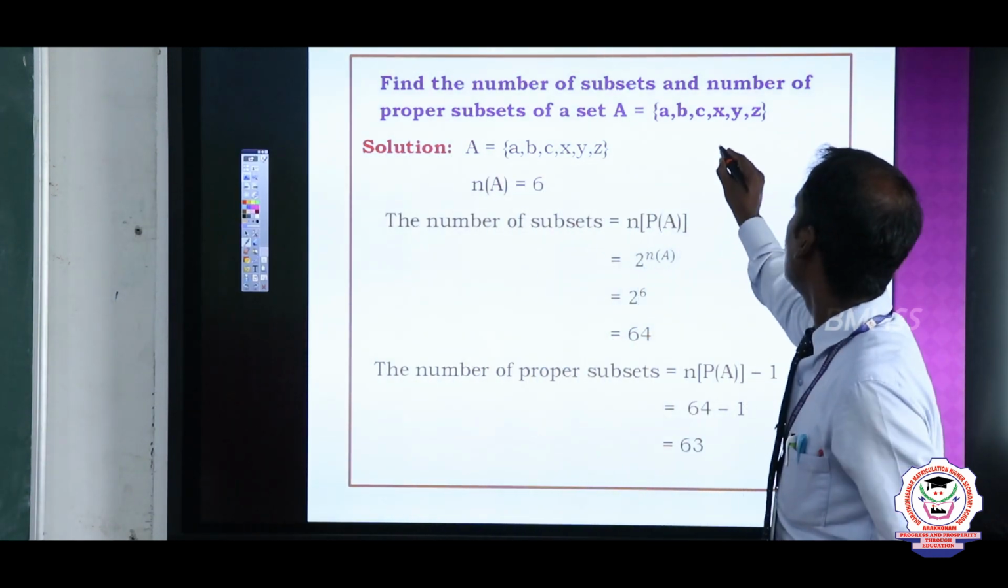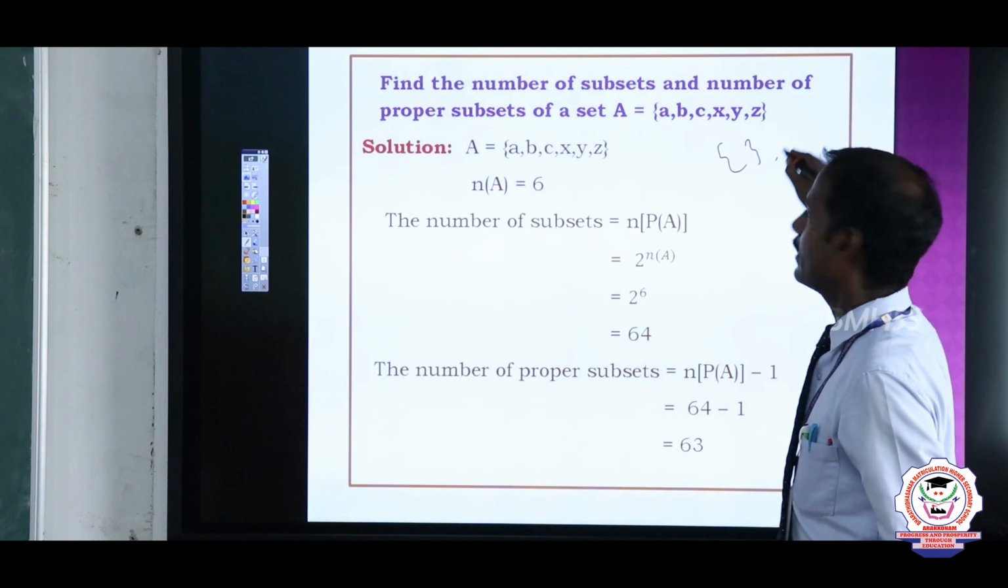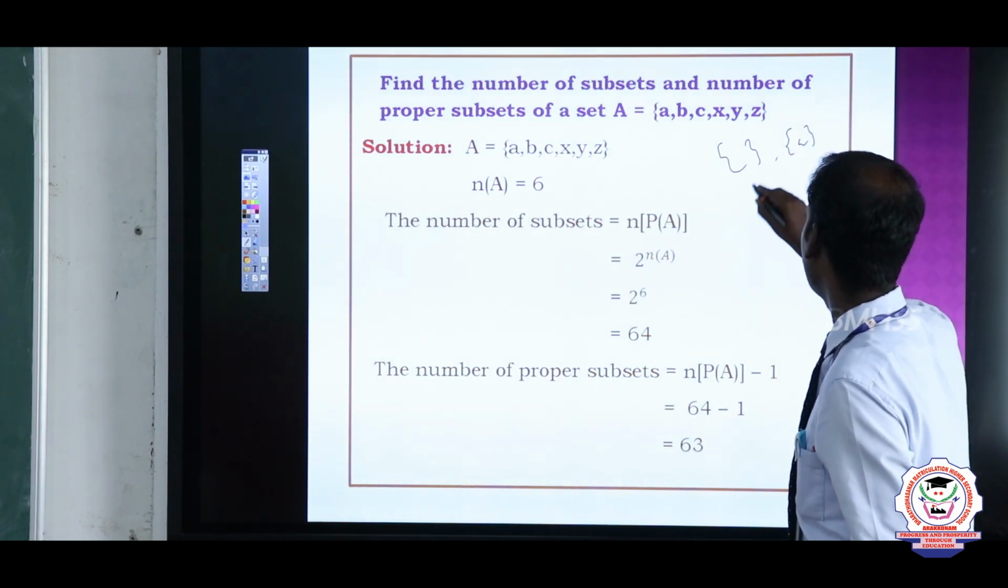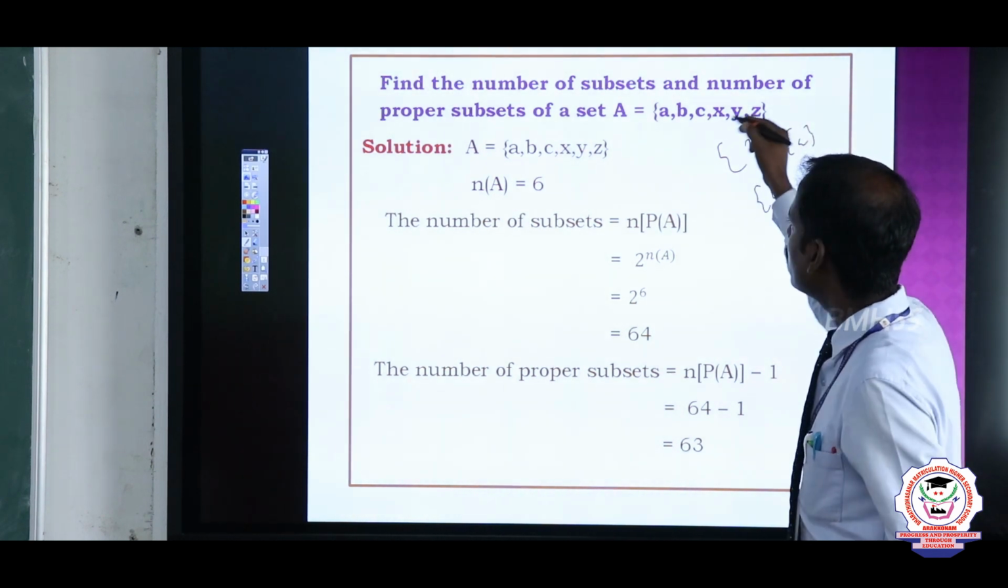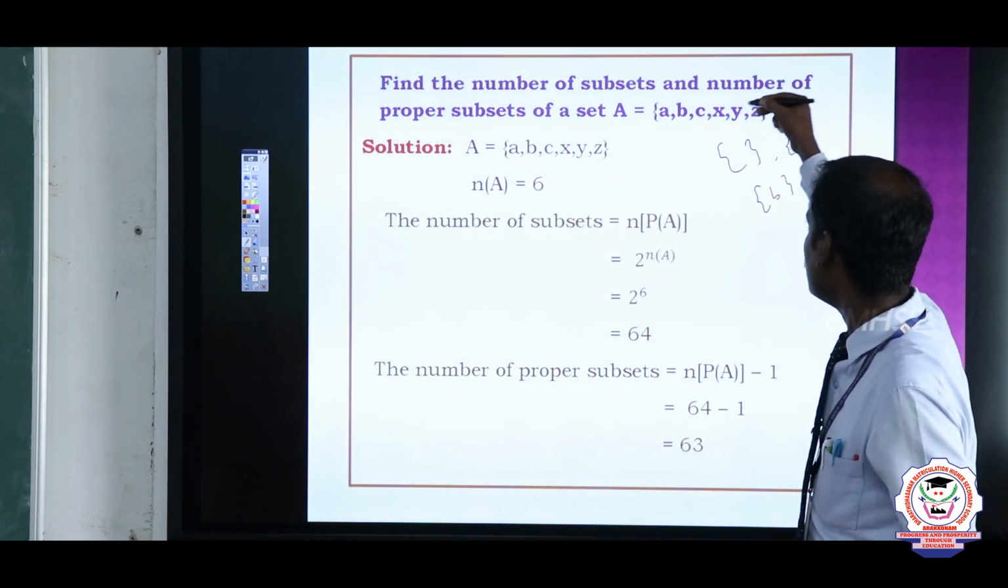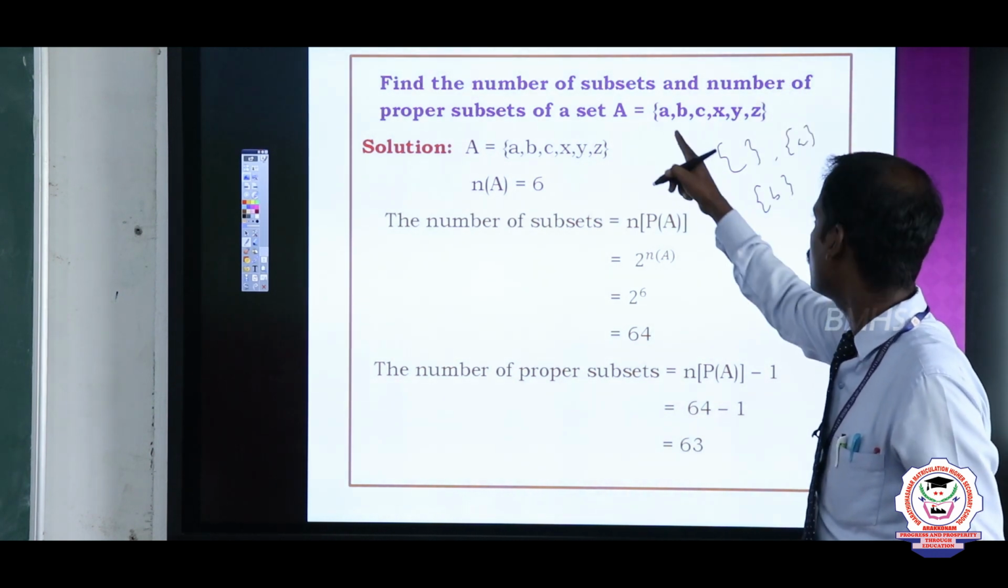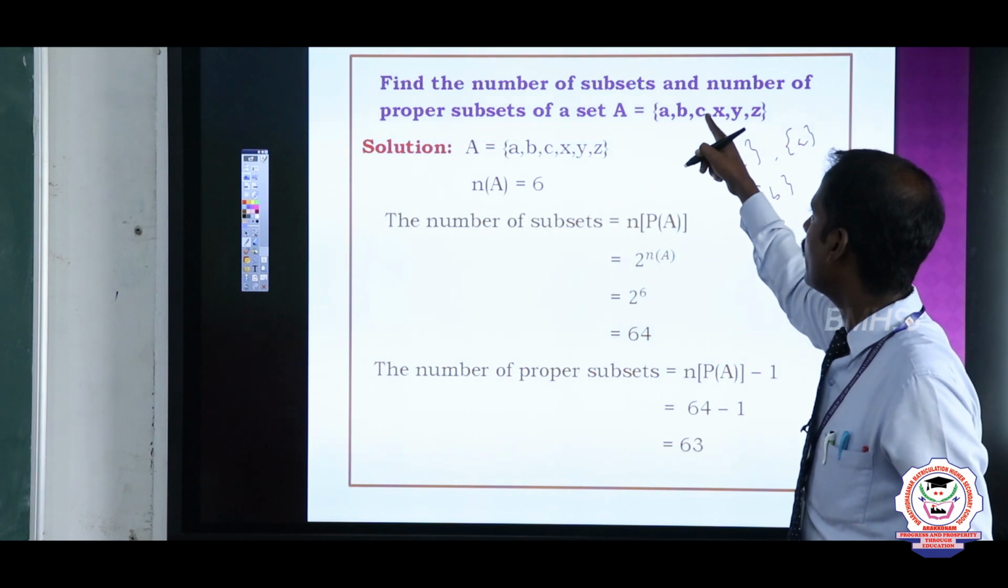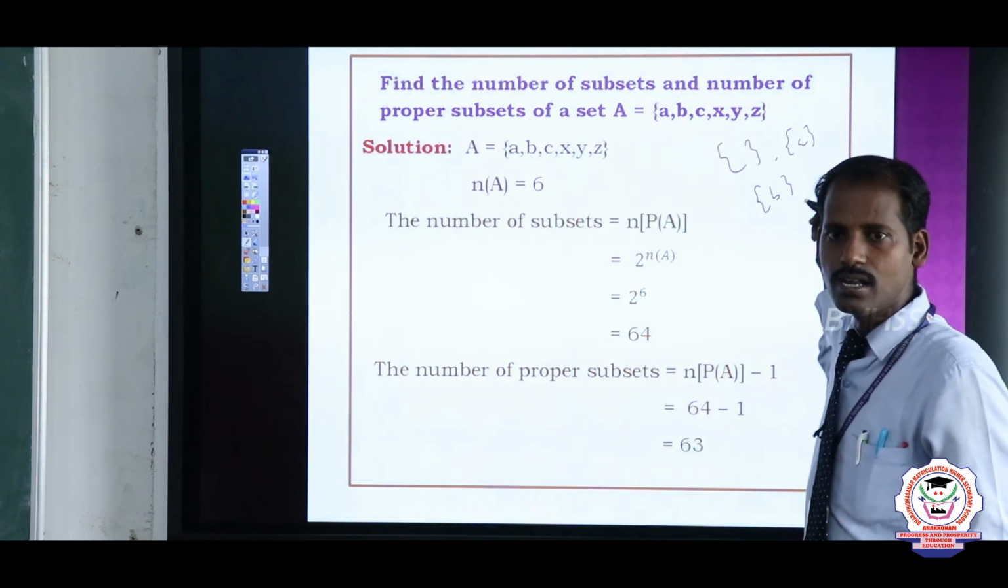Here, the null set is the first element. Next, A is a separate element, B is a separate element, C is a separate element, X, Y, Z are separate elements, AB is one pair, BC is one pair, CX, XY, like this it goes on.